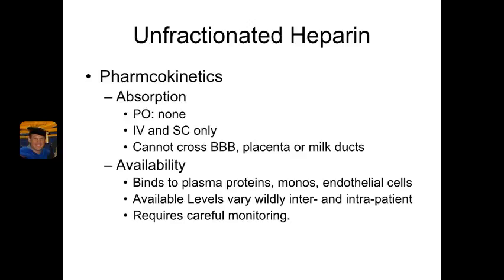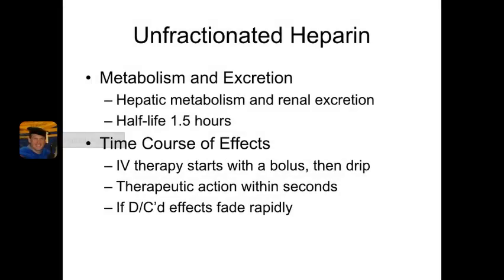Its availability in the plasma, it's going to bind to plasma proteins and monocytes and endothelial cells, and as a result, it's going to have wildly varying therapeutic levels. It's going to vary from patient to patient, and it's going to vary within the same patient from hour to hour. So it's going to require careful monitoring. It's got a very short half-life, which means that if it goes too high and becomes toxic, you can pretty much just discontinue the drug, and within a very short amount of time, they're going to be subtherapeutic. So you very rarely have to ever give an antidote to heparin.